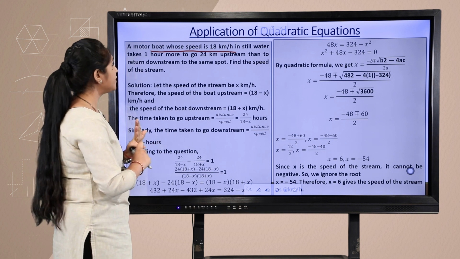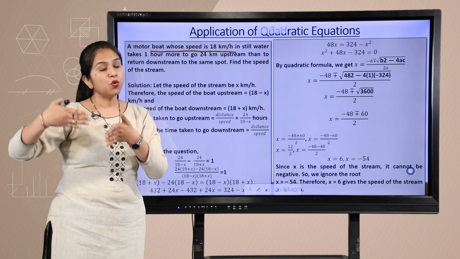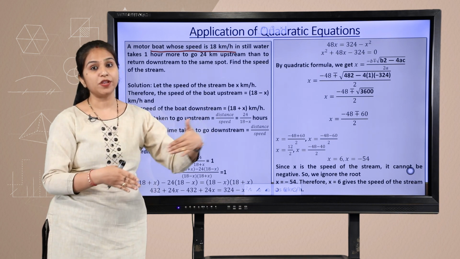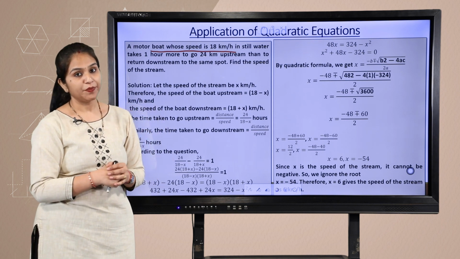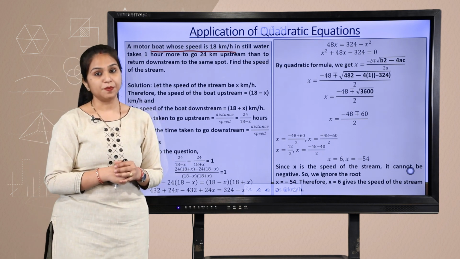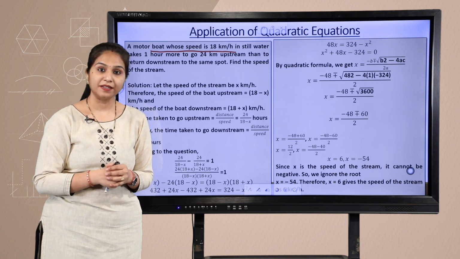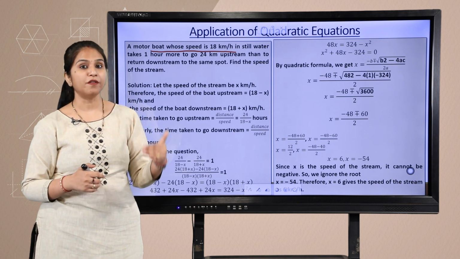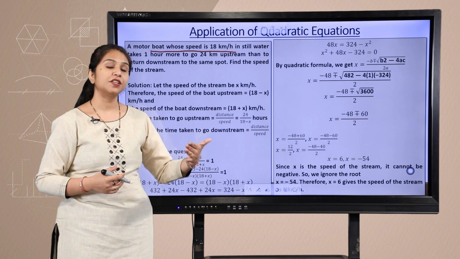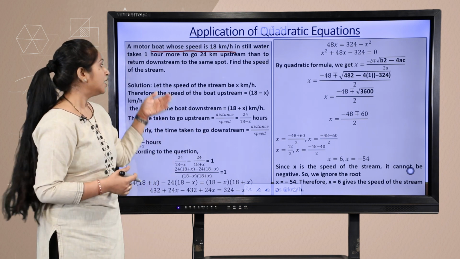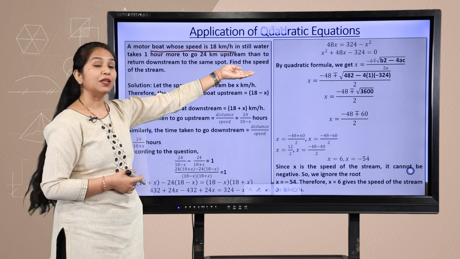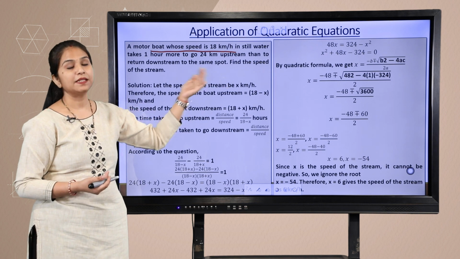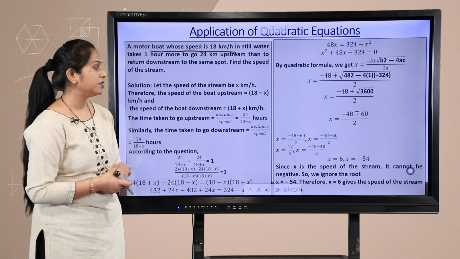Another thing which is given to you is that if the boat is going in the upstream direction, it takes 1 hour more than if it is going in the downstream direction. As I told you, in case of upstream, the speed of the stream is subtracted from the speed of the boat, and in case of downstream, the speed of the stream is added to the speed of the boat. Here we need to calculate the speed of the stream. Since it is not given, we will assume it. Let us assume that the speed of the stream is x km per hour.